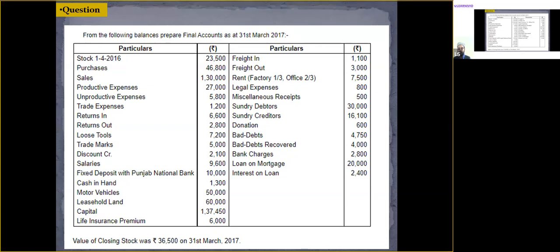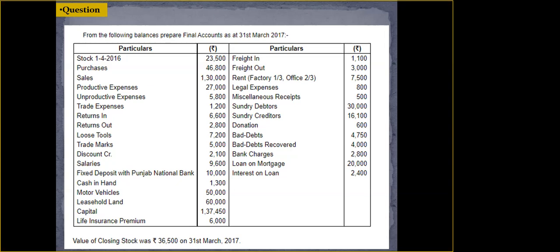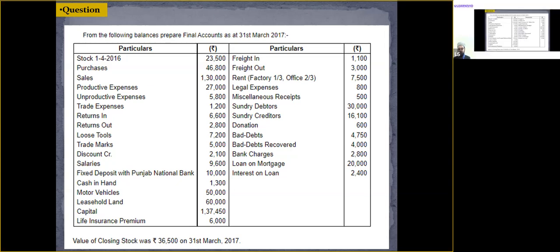Next we have motor vehicle. Motor vehicle is obviously an asset, so it will be recorded on the asset side of the balance sheet. Then we have leasehold land. Who is going to answer this? Alexander, do you know what leasehold land is? Yes, sir. The balance sheet, asset side. Correct. It is an asset and it should be recorded in the balance sheet itself.